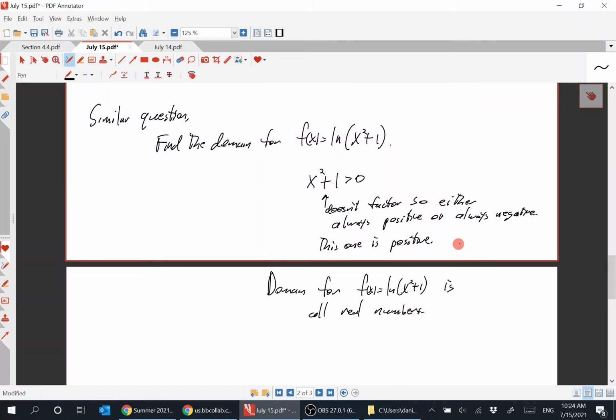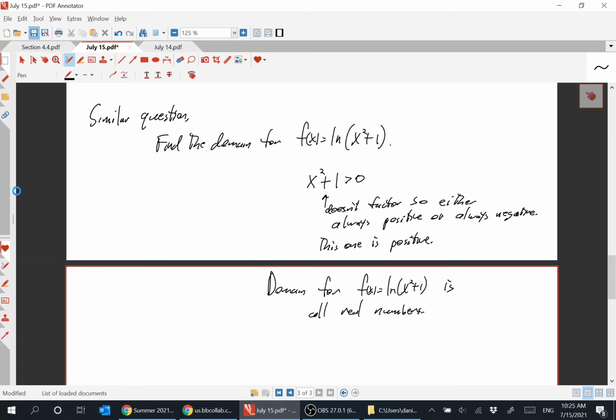Right, all real numbers. You can plug whatever real number, even negative ones, in for x, and the x squared plus 1 will be positive. So if you take x equal to -2, then x squared plus 1 is 5. It's a positive value. So you can always take the natural log, or the log, or whatever log, of a positive value. All right.